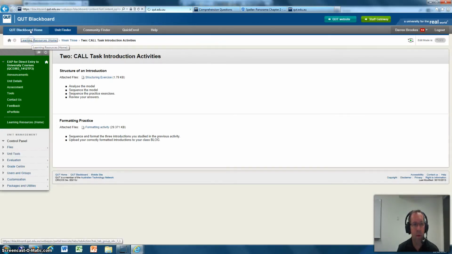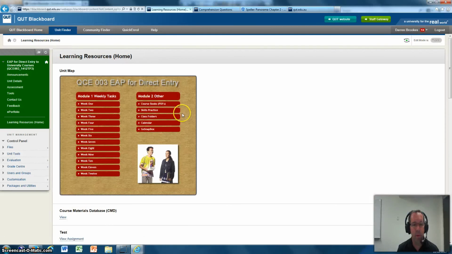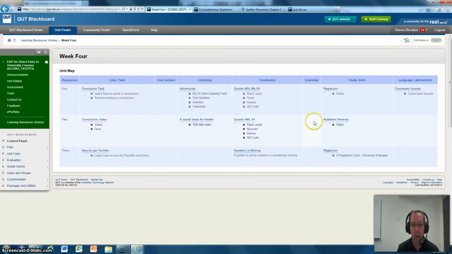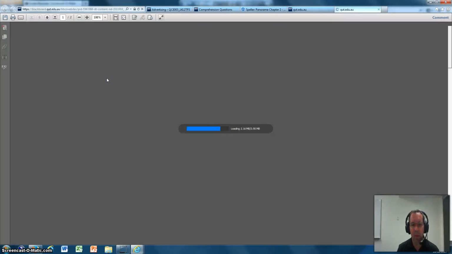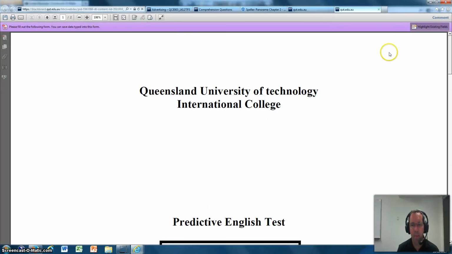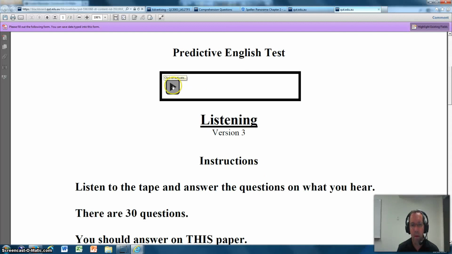Also, we've been able to, within our EAP program, create a lot of the Quizlet activities for the academic word list that students study throughout the course. Also, practice listening tests. A lot of this has been made simply with Adobe Pro.